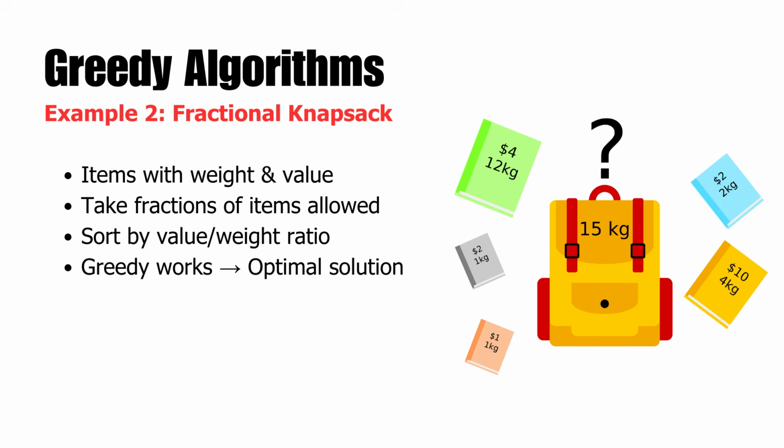Next, consider the fractional knapsack. We have items with weights and values, and a knapsack with limited capacity. We want to maximize total value. Since we can take fractions of items, the greedy approach sorts items by value-to-weight ratio and takes as much as possible from the highest ratio items first. This yields an optimal solution. Note that this doesn't work for the 0-1 knapsack problem where items must be taken whole. That requires dynamic programming.